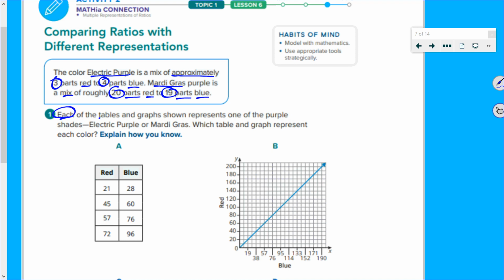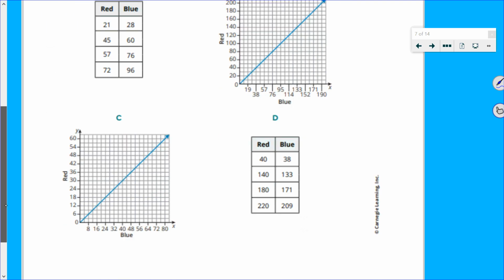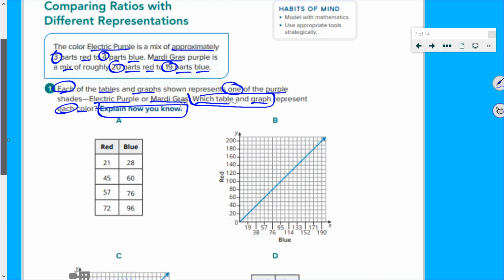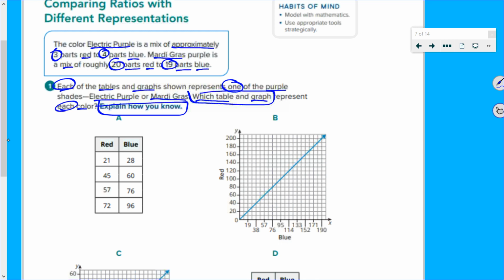So each of the tables and graphs shown represents one of the purple shades, electric purple or Mardi Gras. Which table and graph represent each color? So which one goes with each? And explain how I know. So you have 2 parts to this. They've given you 2 tables and 2 graphs, A, B, C, D. Tell me which 2 go with electric purple, which 2 go with Mardi Gras purple, and show me your reasoning.